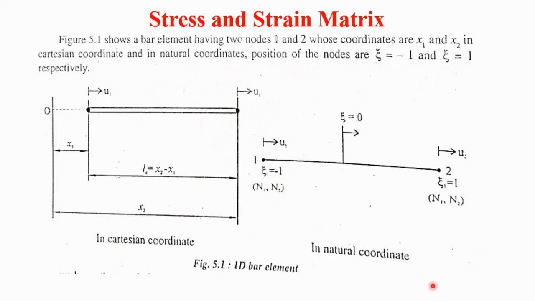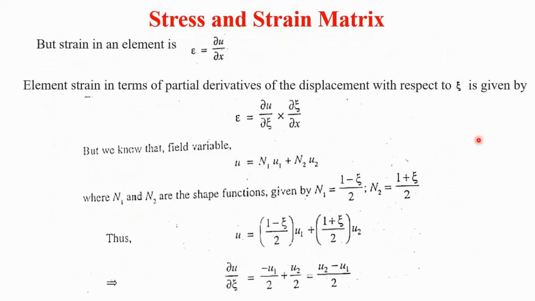In this natural coordinate system, zeta equals -1 is the coordinate of the first node, and zeta equals +1 is the coordinate of the second node. So these are the two nodes and their positions in the natural coordinate system and Cartesian coordinate system of this 1D bar element.